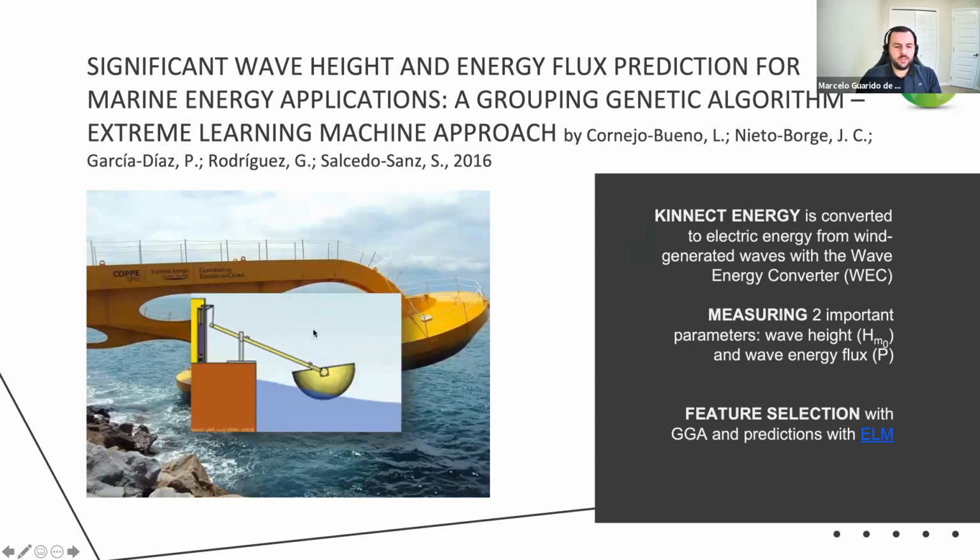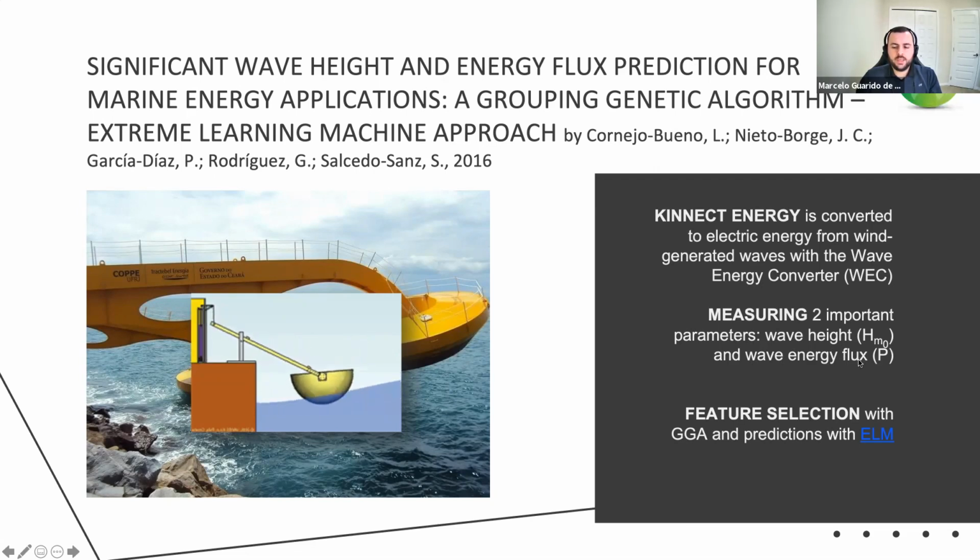This is a methodology where they convert the kinetic energy of a wave to electrical energy by having a buoy that goes up and down and generates energy at the other end. So they basically need two important parameters to know how much energy is going to be produced: the height of the wave and the speed, so how fast it goes up and down. They say that the two important parameters are the wave height and the wave energy flux.